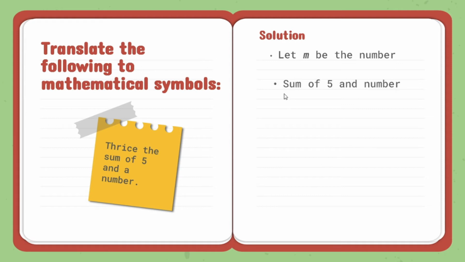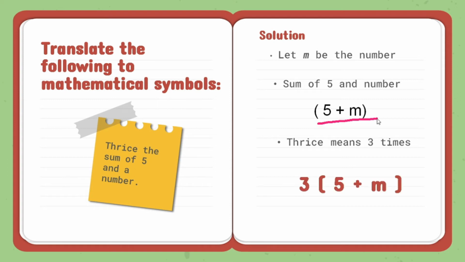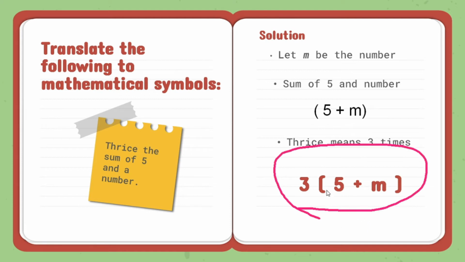Next, sum of 5 and a number. So, nilet na natin yung number as m, ibig sabihin sum. Diba? Nakita natin yan kanina, and that's for plus sign or addition. So, meaning to say, we're gonna get the sum of 5 at yung number, which is m, na ginamit natin. So, we have 5 plus m. So, tapos na tayo dun sa sum of 5 and a number. Now, meron pang statement na nalagay na thrice. Ita-thrice daw natin ito. So, thrice means 3 times. Tama? So, ibig sabihin, yung 5 plus m na yan, ita-times natin yan sa 3. So, the final answer will be 3 multiplied by the quantity of 5 plus m.